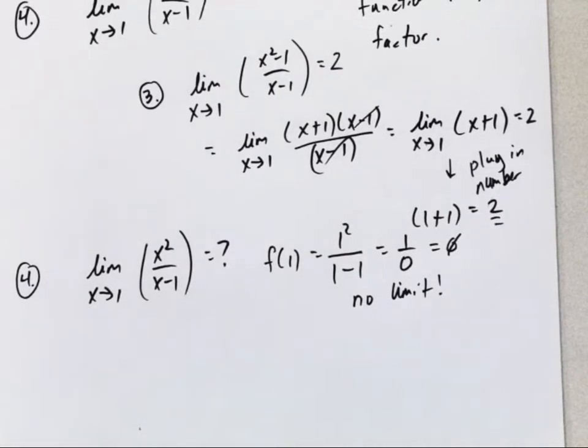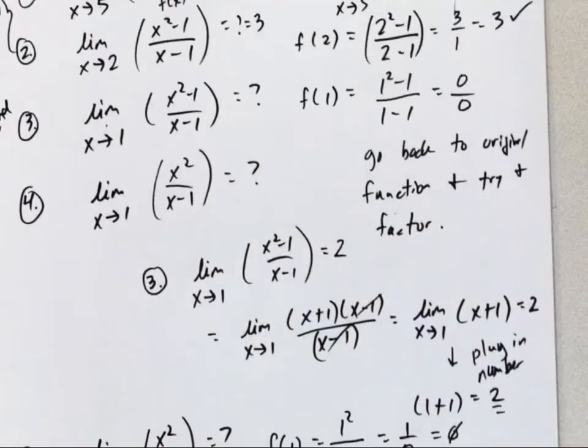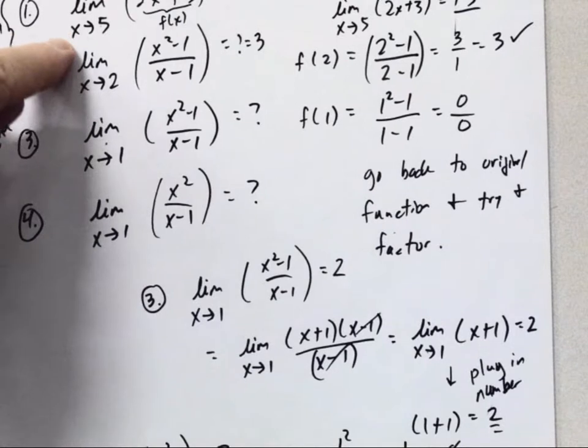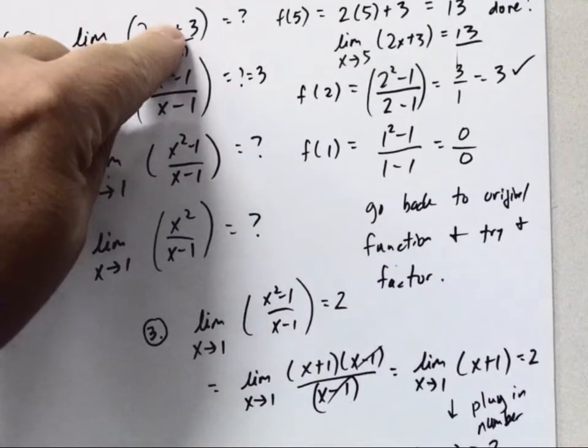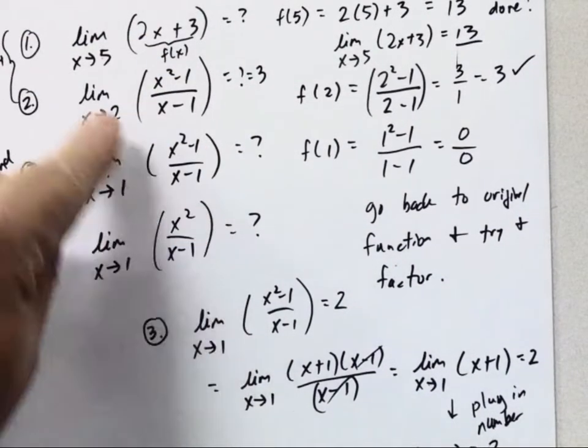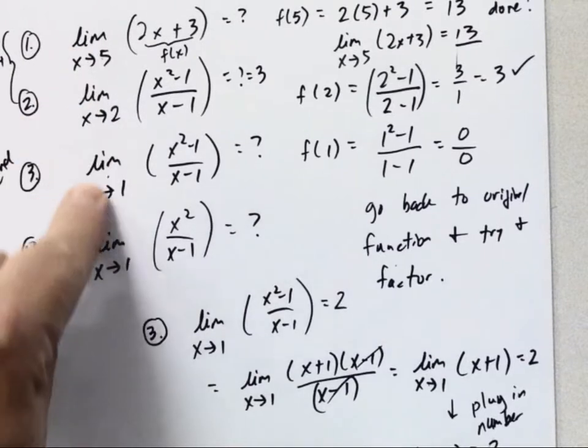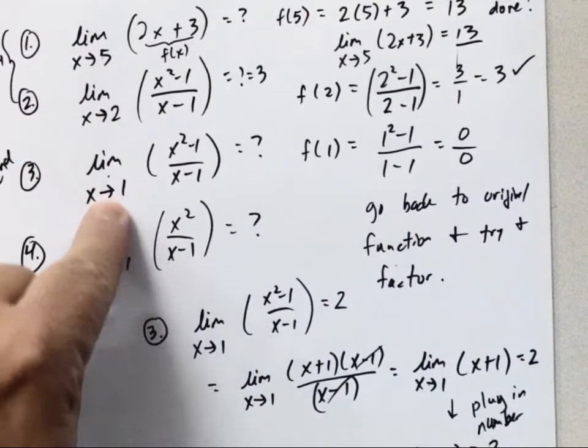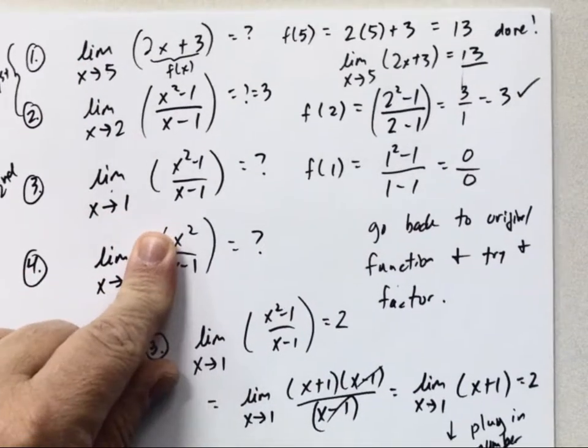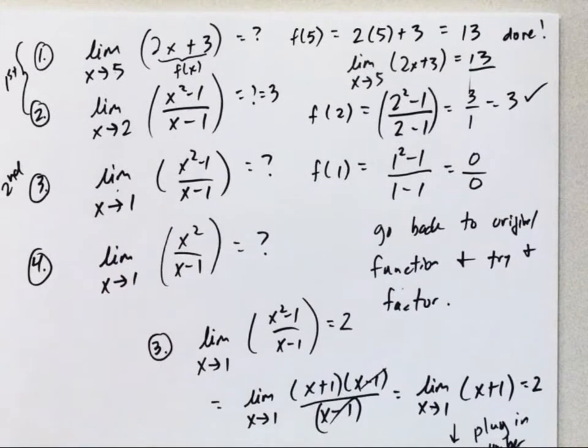All right, so that's what's going to happen. You're going to be given functions like this. These are the functions, and you're going to be asked to take the limit of those functions as x approaches a number, and it's actually not that difficult. The first step is you plug in the number into the function, see what happens. Whatever happens will then determine what you do next.